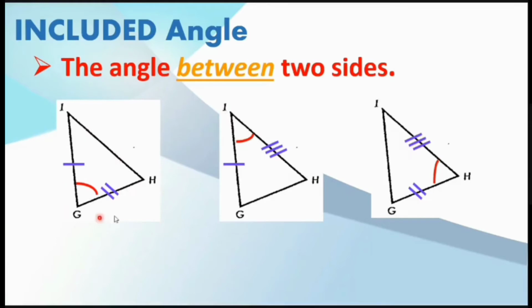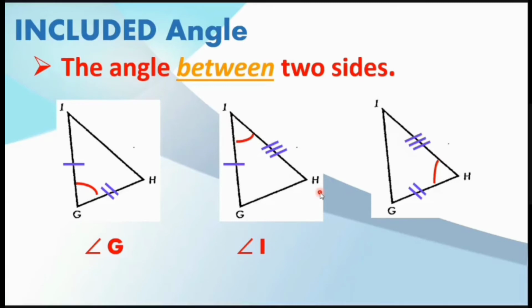In the first triangle, what is the included angle? The included angle is angle G. Angle G is in between two sides IG and HG. Okay, how about on the second triangle? What is the included angle in the second triangle? The included angle here is angle I.